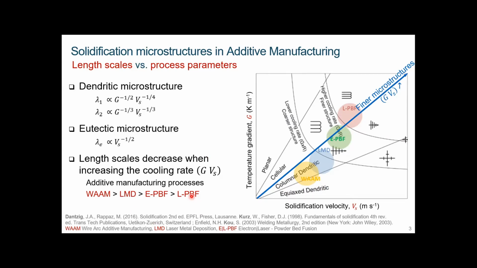So in the literature, you also see a kind of hierarchy between processes, saying that laser powder bed fusion provides a finer microstructure than electron powder bed fusion, LMD, so laser metal deposition, or WAM, wire arc additive manufacturing, and these are the colored circles that you see here.